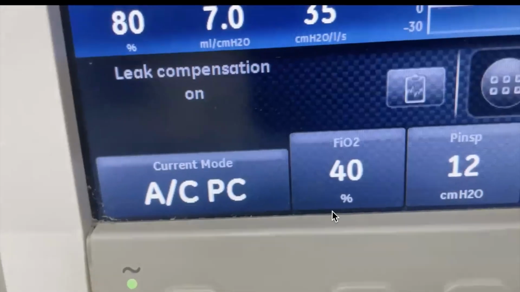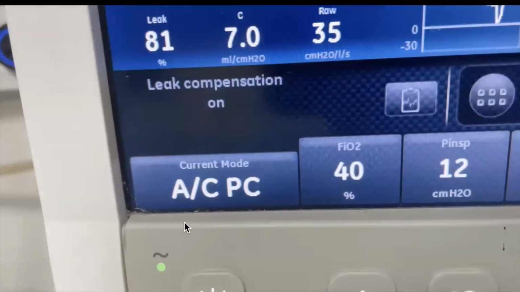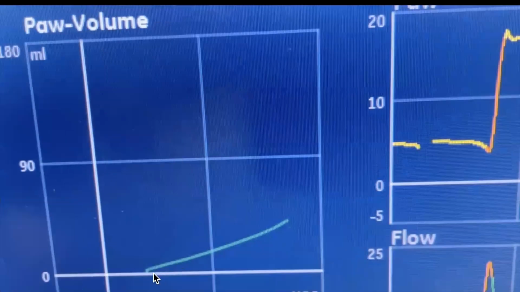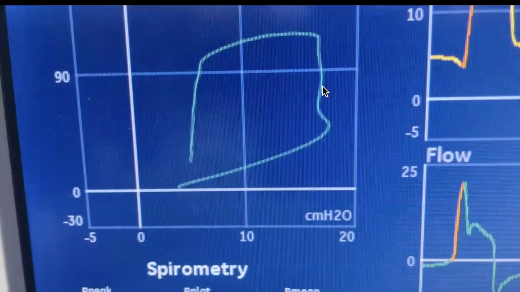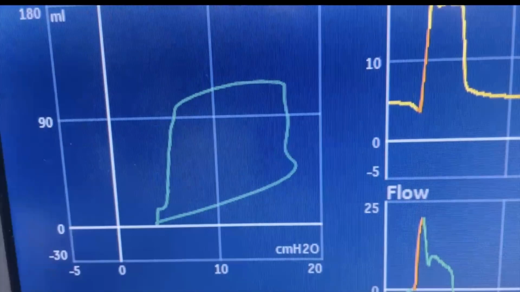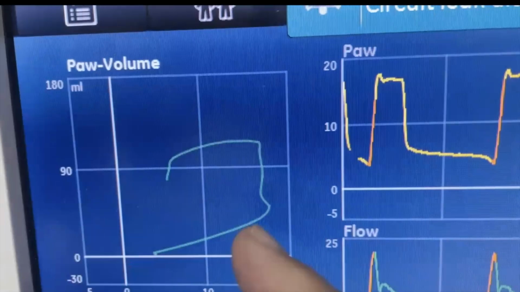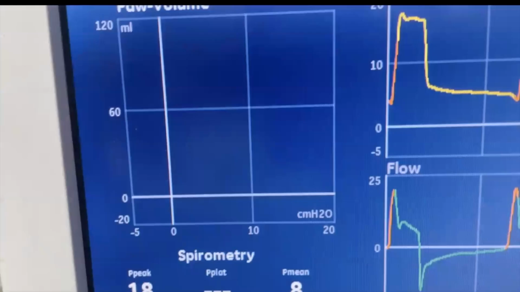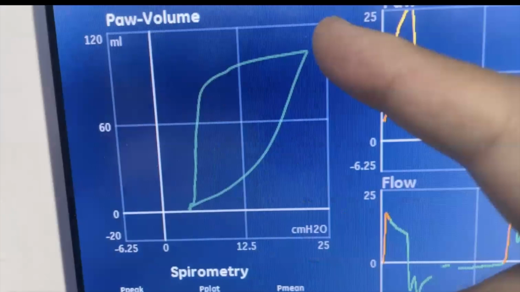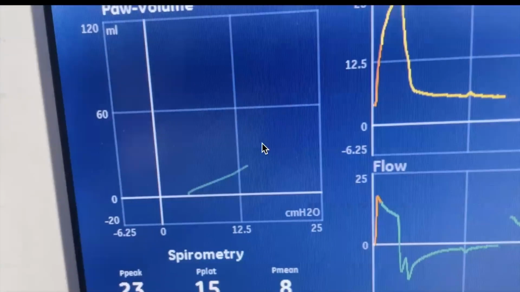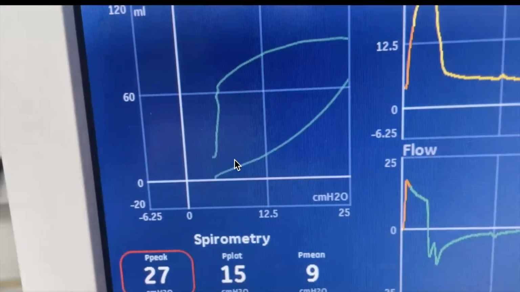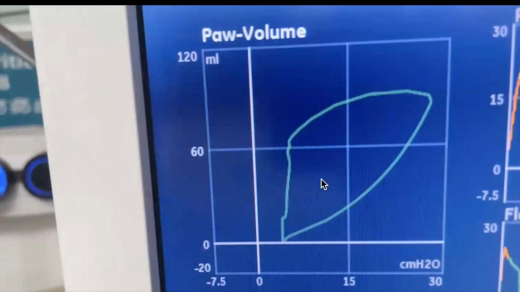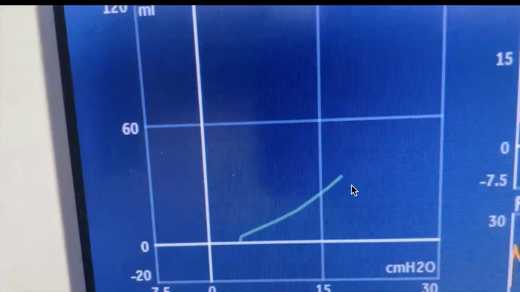So when we look at an actual patient, the patient is on pressure control mode, and you can see there is a box-shaped morphology. And when we change the mode to volume control, same patient, you will see that the morphology is changing and it has become a sigmoid shape. So you can see the difference of pressure volume loop in pressure control and volume control mode.